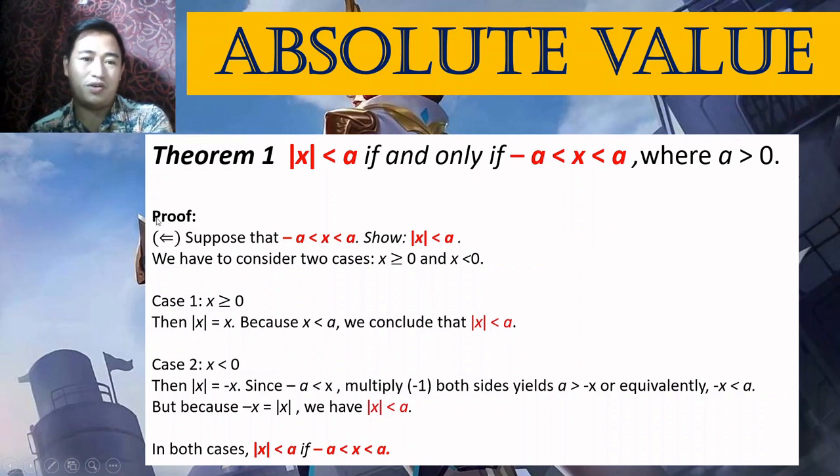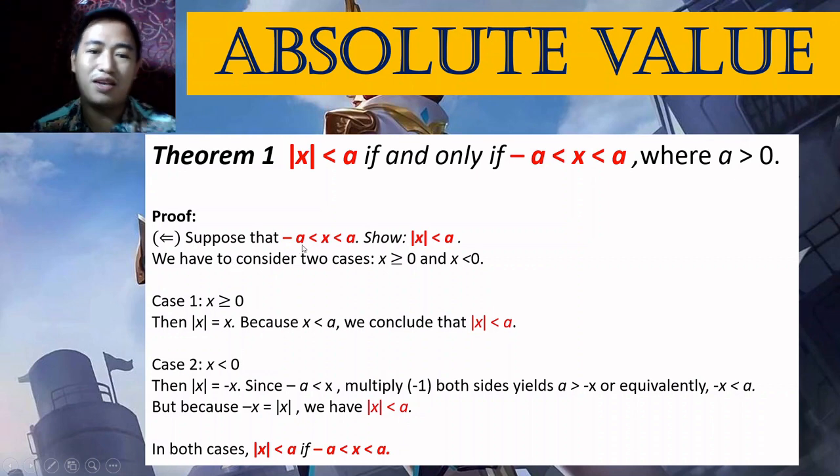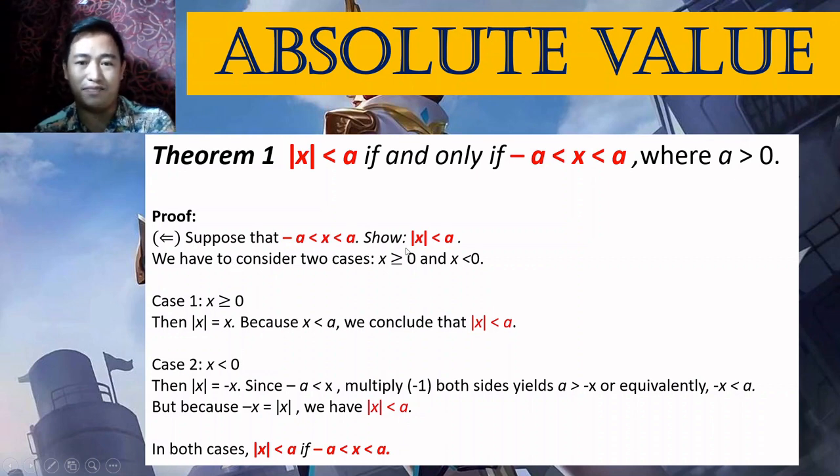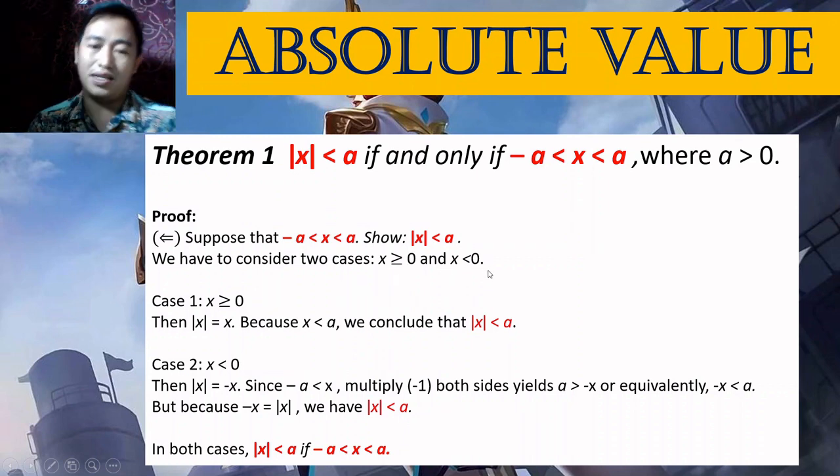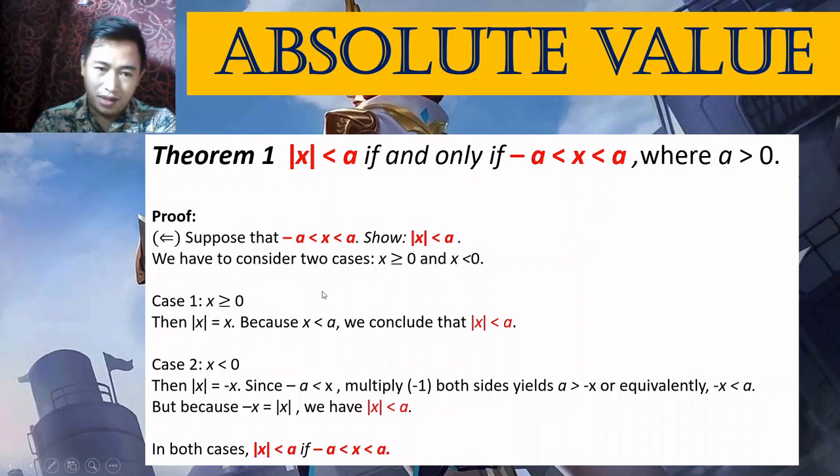Okay. So, let's prove the forward direction first. Since it's an if and only if statement, we suppose the first part and show the other. So, suppose that negative A is less than x less than A. Show that the absolute value of x is less than A. So, we have to consider two cases. What if our x is greater than or equal to 0? Or if our x is negative or less than 0?